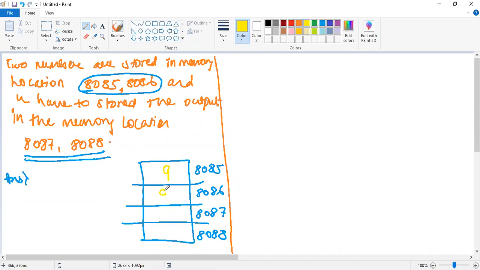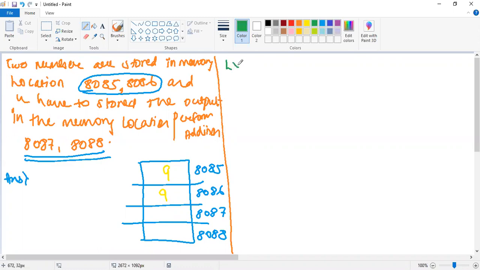Okay, now assume we have taken two numbers, let it be 9 and 9. Okay, 9 plus 9. So now we have to write a program. Sorry, I have not mentioned here what we have to do: perform addition. So we have to add and then store the output at 8087 and 8088. Okay, so now we have to write the program.